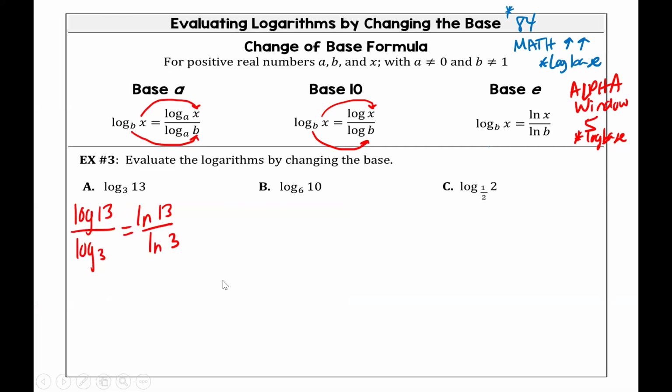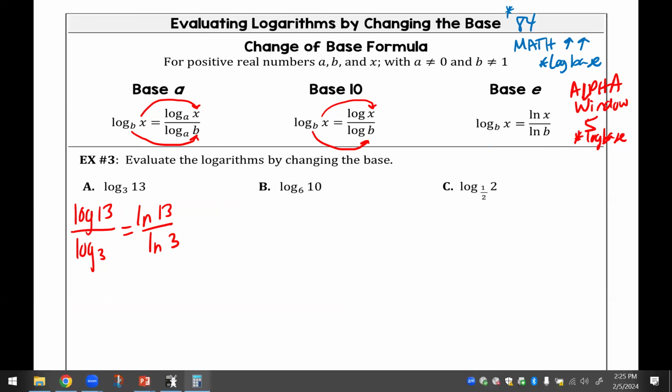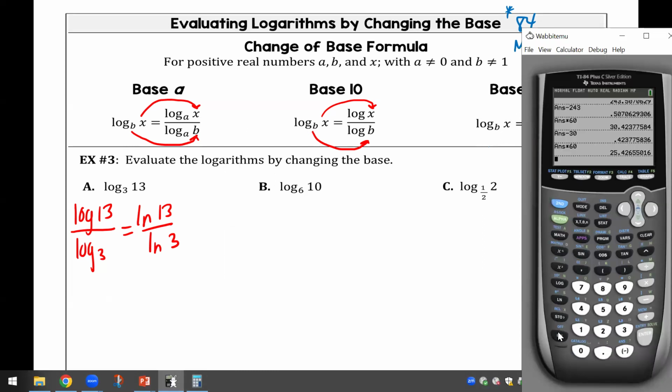On the other hand, if it's a calculator section of the test, on your handy dandy TI, what is the difference between natural log and log? It's just to make sure you understood.